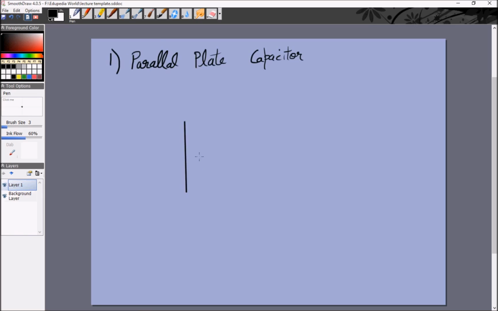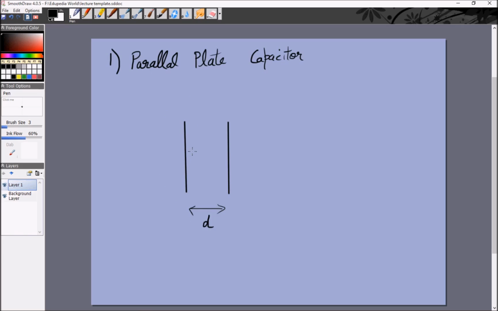Parallel plate capacitor, you have two sheets of conducting material kept a small distance apart. Now, what does it mean to say they're kept at a small distance apart? That means generally this distance is much smaller than this dimension of the sheet. So if this sheet is a rectangular sheet, then this distance D is much smaller than the length or width of the sheet. If this sheet is a circular sheet, then this D is much smaller than the diameter of the sheet.